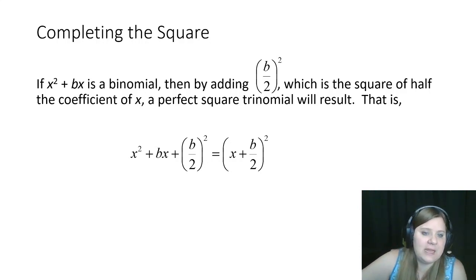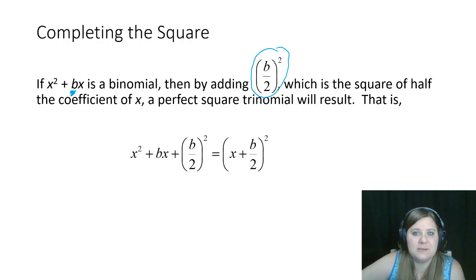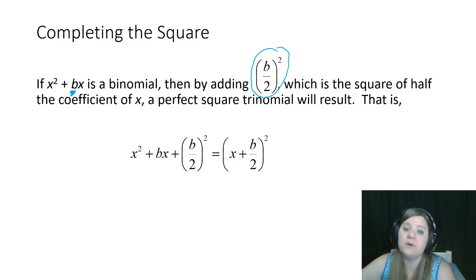So what do we do? Well, we're going to find the b value first of all, okay, figure out what b is, then find what b divided by 2 squared is. That's what you have to add to the end of the binomial to make it factorable as a perfect square. So just a quick example, all right?